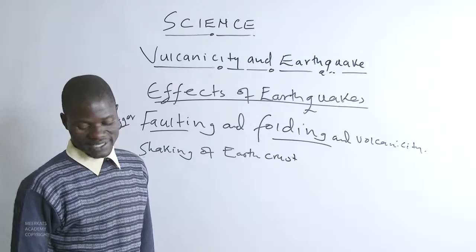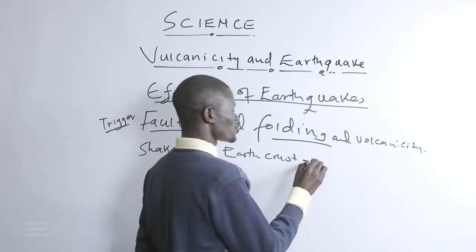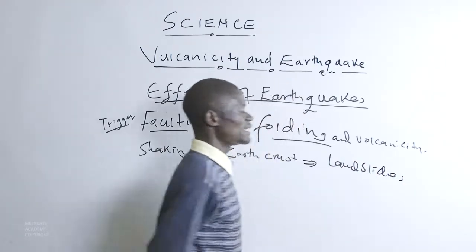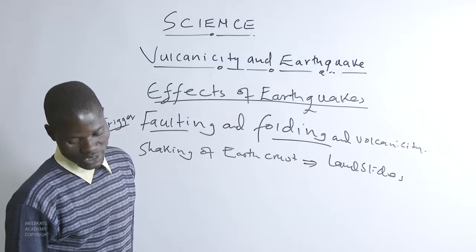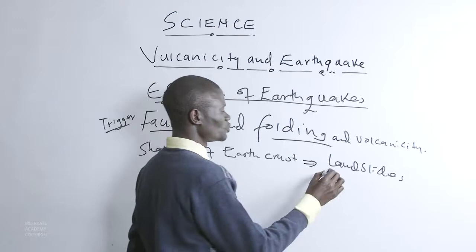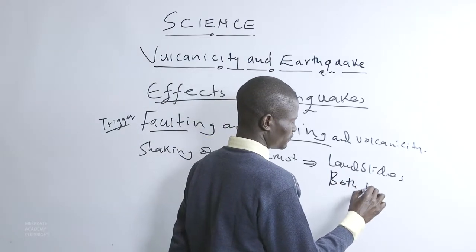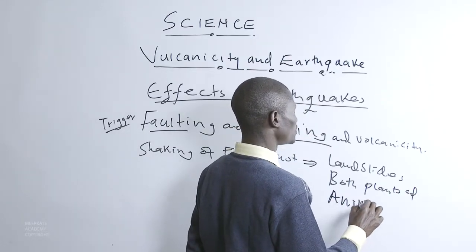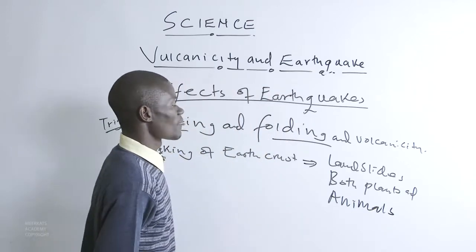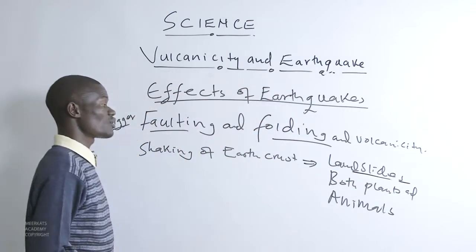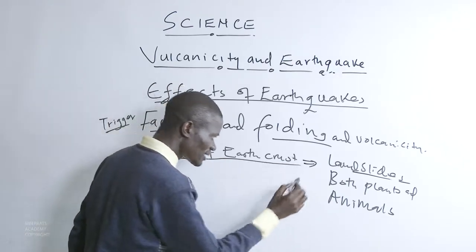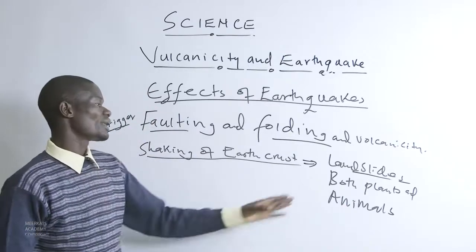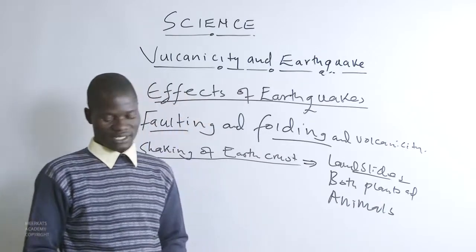The shaking of the earth crust may also trigger what we call landslides. Some regions may experience landslides, which are very much detrimental to both plants and animals. Both plants and animals are destroyed because of landslides. What is the cause of the landslide? The shaking of the earth crust will lead to landslides. And in these regions, both plants and animals have been affected.